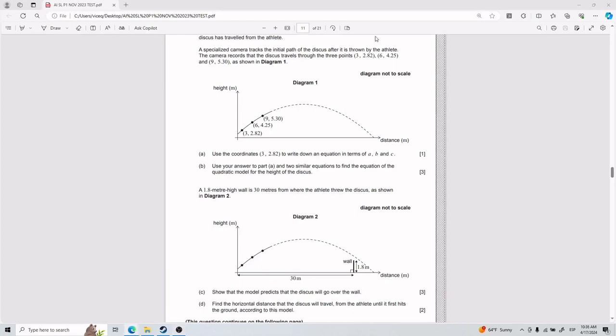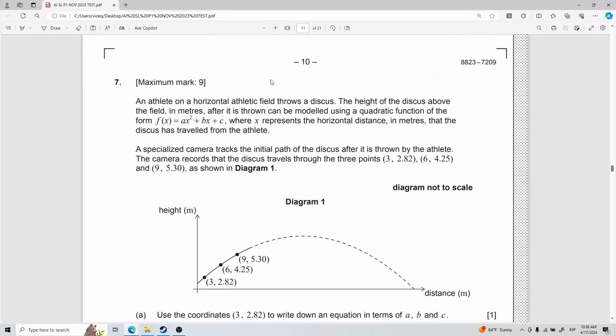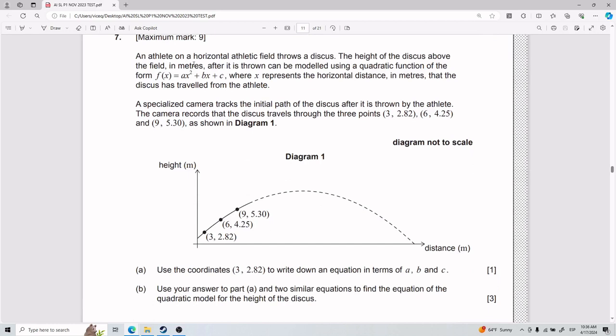Right, so now for number 7, we have an athlete on a horizontal athletic field who throws a discus. The height of the discus above the field in meters, careful, that's our units, after it is thrown can be modeled using a quadratic function of the form shown. This is a general form of the quadratic function. x represents the horizontal distance that the discus has traveled from the athlete.